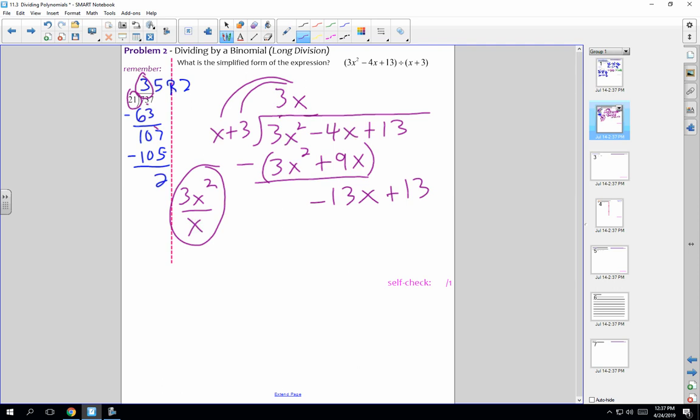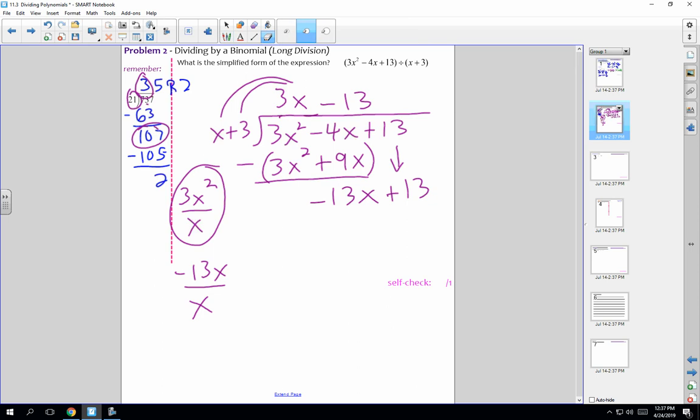Okay. So bring down the 13. A little arrow if you want. And then, just as I divided the 21 into the 107 here, I'm going to divide the x into the negative 13x. It looks like this. Negative 13x divided by x. What does that equal? Negative 13. So I write the negative 13 up here.